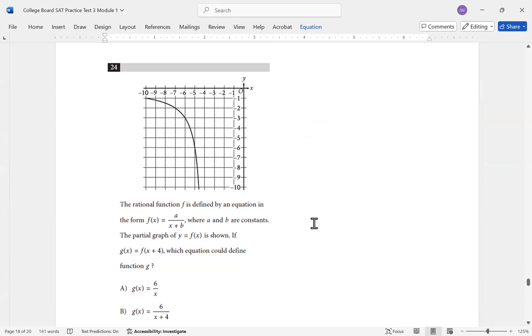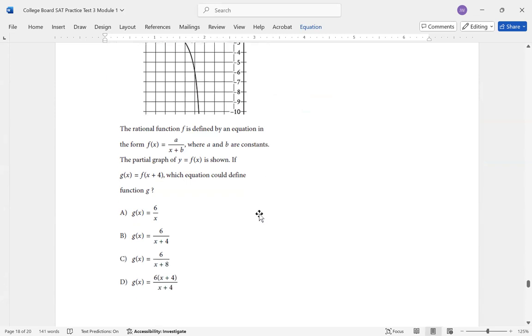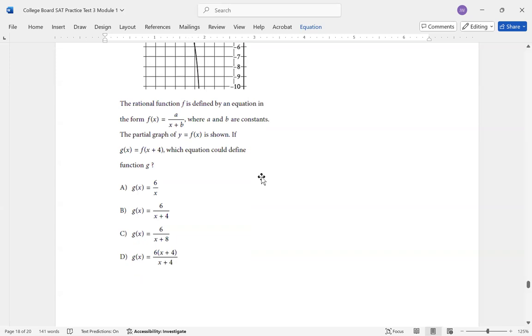Question 24. The rational function f is defined by an equation in the form f of x is equal to a over the quantity b plus x, or x plus b, doesn't matter how you say that, where a and b are constants. The partial graph of y equals f of x is shown. If g of x is equal to f of x plus 4, which equation could define g?